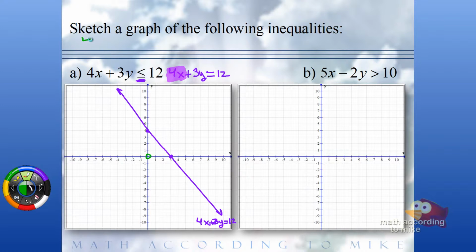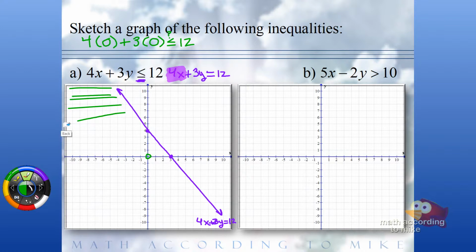So now we go back to what we did in our first couple examples. We're going to put in 0 in for x, 0 in for y, and we're going to determine if this is true or false. Notice 4 times 0 plus 3 times 0 is less than or equal to 12. So step 3 tells you how to shade. And that is 0, 0 is below the line. 0, 0 made it true. So we shade below the line.